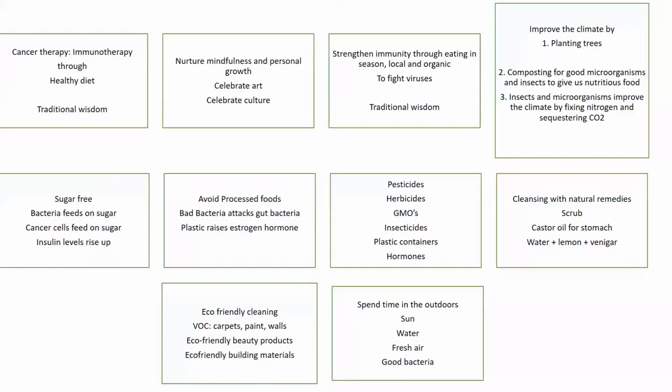Cleansing with natural remedies, scrubs, castor oil for the stomach is a way to cleanse your body instead of taking antibiotics. Drinking water, lemon, and vinegar, all of these are solutions for you to cleanse your body, and it also improves the metabolism. Eco-friendly cleaning products. Again, we just looked at the impact of VOCs, eco-friendly beauty products, and eco-friendly building materials. Spending time in the outdoors: sun, vitamin D, water, fresh air, and good bacteria, which comes from fermented foods like yogurt and pickled food.